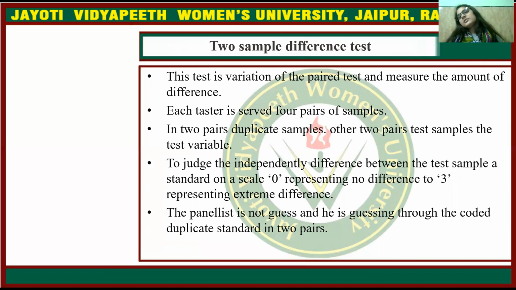Next, the type is the two sample difference test. This test is a variation of the paired test and measures the amount of difference. Each tester is served 4 pairs of samples, in which 2 pairs are duplicate samples and the other 2 pairs are test samples. To judge the difference independently, the test samples are scored on a scale of 0, representing no difference, to 3, representing extreme difference. The panelist cannot guess, as the coded duplicate standard is in two of the pairs.